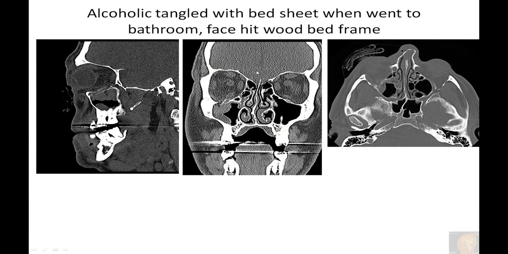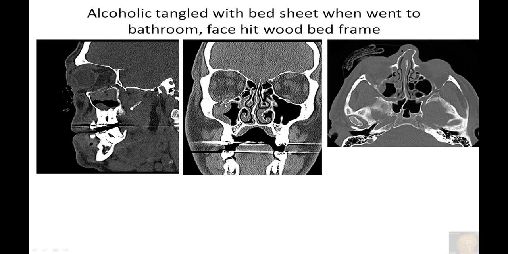This is a separate patient, an alcoholic patient who tangled with a bed sheet at night when going to the bathroom, fell, and his face hit the wood bed frame. Same thing, just like the baseball. Eyeball pushed in. This is the side view, sagittal view. Nose, back, top, bottom. The eyeball pushed in and fractured the floor of the orbit, causing a lot of blood and mucosal thickening of the maxillary sinus.